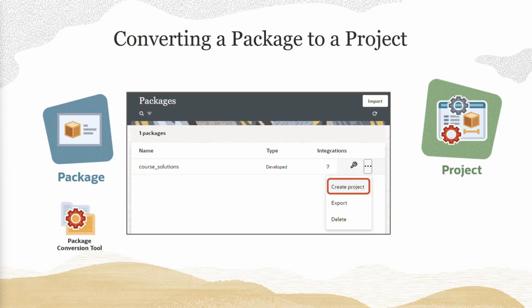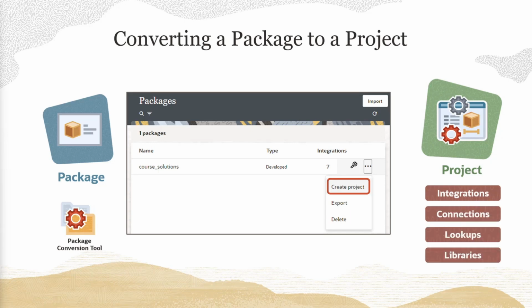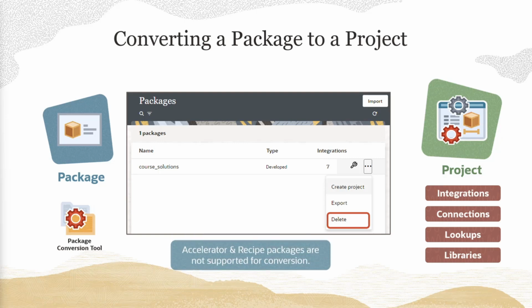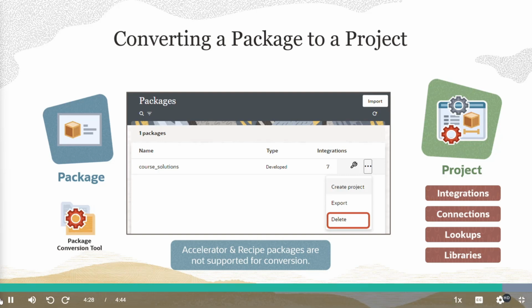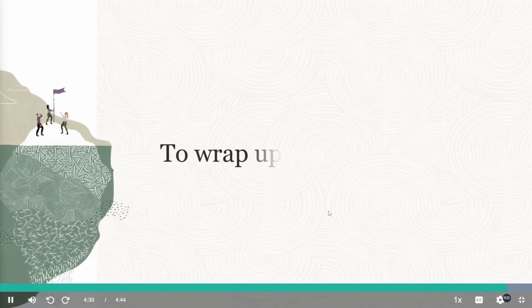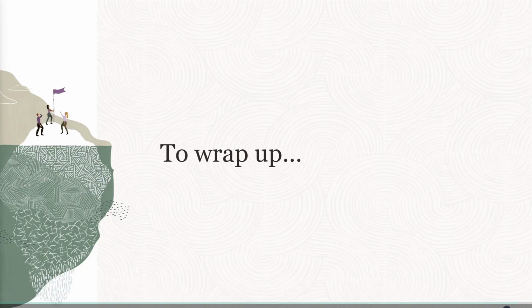It's that easy. This tool creates a project that includes all resources in the package: integrations, connections, lookups, and JavaScript libraries. Also, since the existing package remains untouched, once you have your new project, you can safely delete the package. Incidentally, this conversion option is only available for user-developed package integrations. You won't be able to convert older accelerator or recipe packages into projects. So to wrap up, while packages are still supported, Oracle is recommending that you focus instead on using projects.